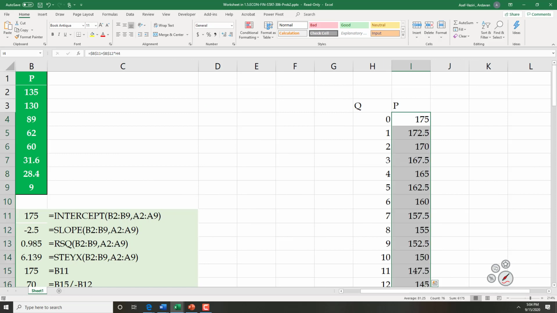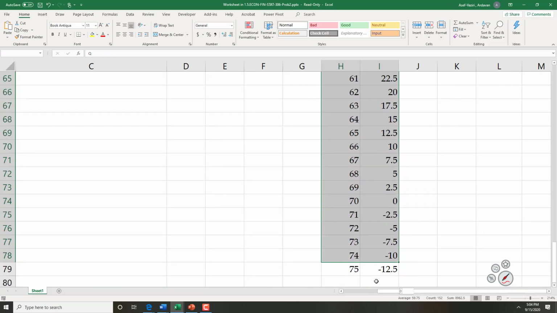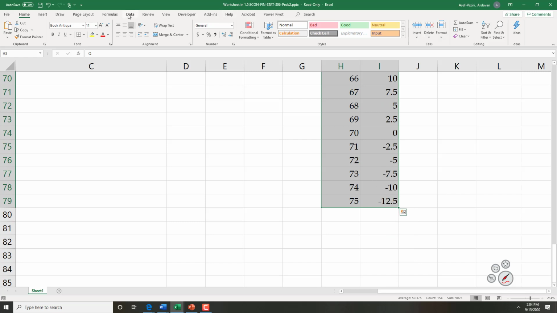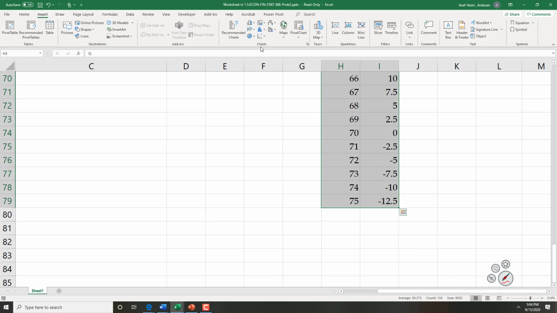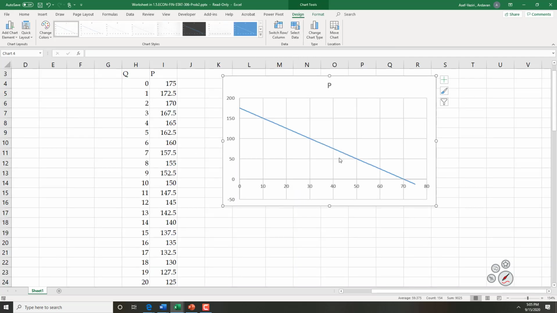I copy down. Now I have the relationship between price and quantity. I can mark it all, insert, scatter graph. I can insert this graph. And that is the relationship between price and quantity.